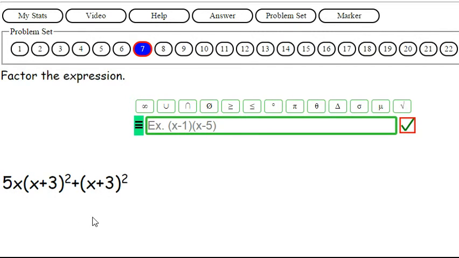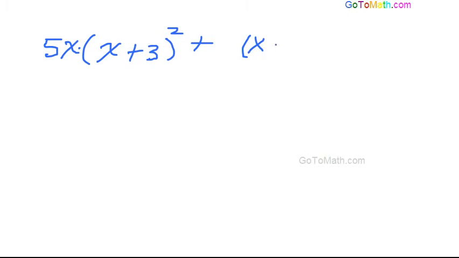Okay, I wrote it down. Let's just get with it. 5x times x plus 3 squared. Now, what I'm about to do in this problem is actually pretty important.